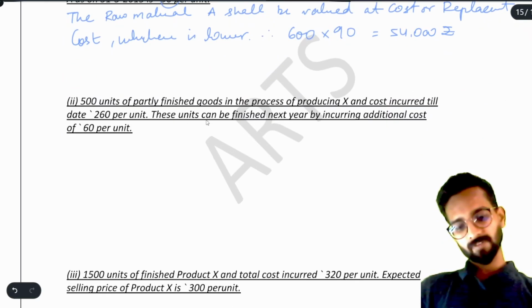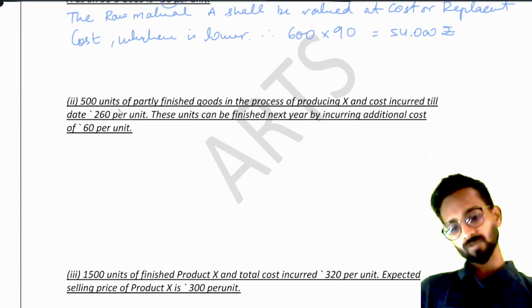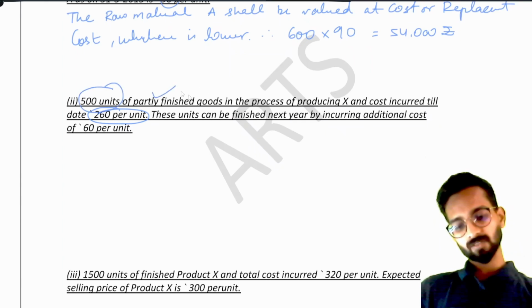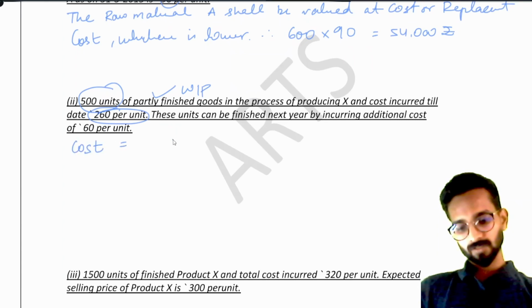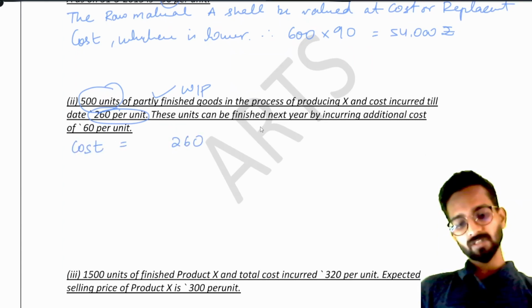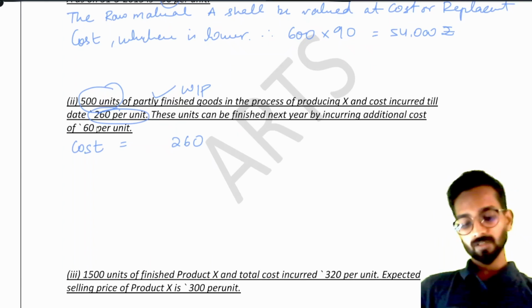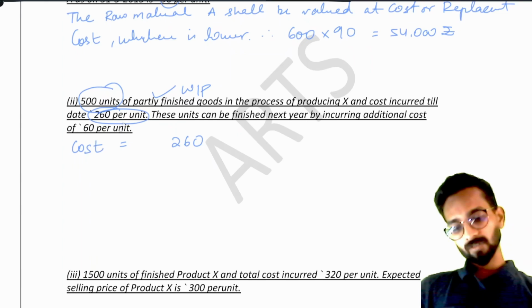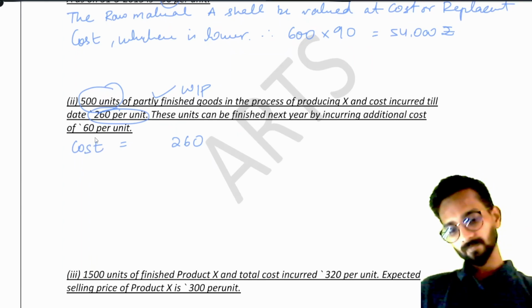Then 500 units of partly finished goods in the process of producing X, and cost incurred till date is 260 per unit. These are 500 units of partly finished goods. It means this is WIP. Cost incurred is 260, so I can write here cost is 260. These units can be finished next year by incurring additional cost of rupees 60 per unit. So now additional cost will be 60 rupees.